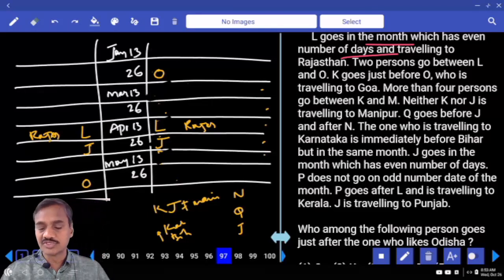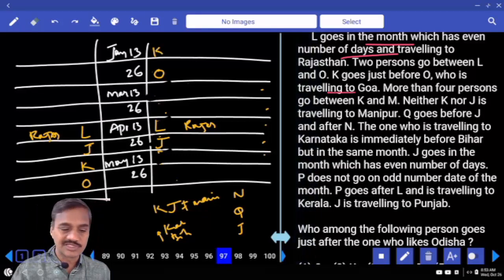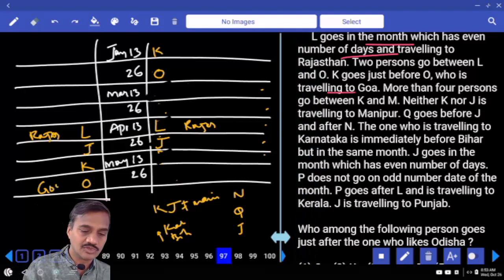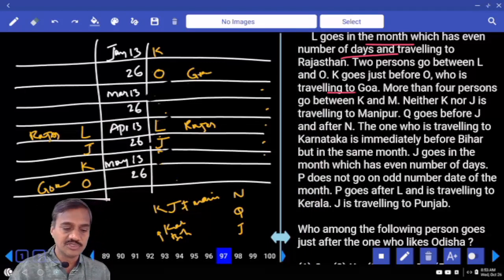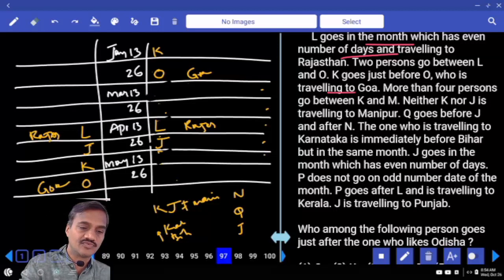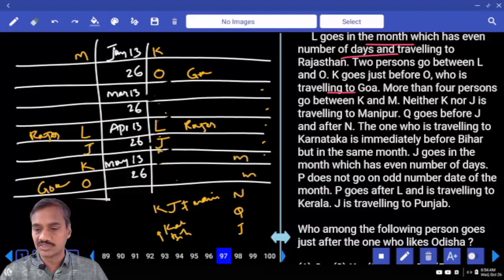And next one, 2 persons between L and O. K goes just before O. And O is traveling to which place? O is traveling to Goa. And here also O is traveling to Goa. More than 4 persons between K and M, 1, 2, 3, 4, 5, M is here. And in the other case, M can be here or M can be here. There are 2 possibilities in the second case.